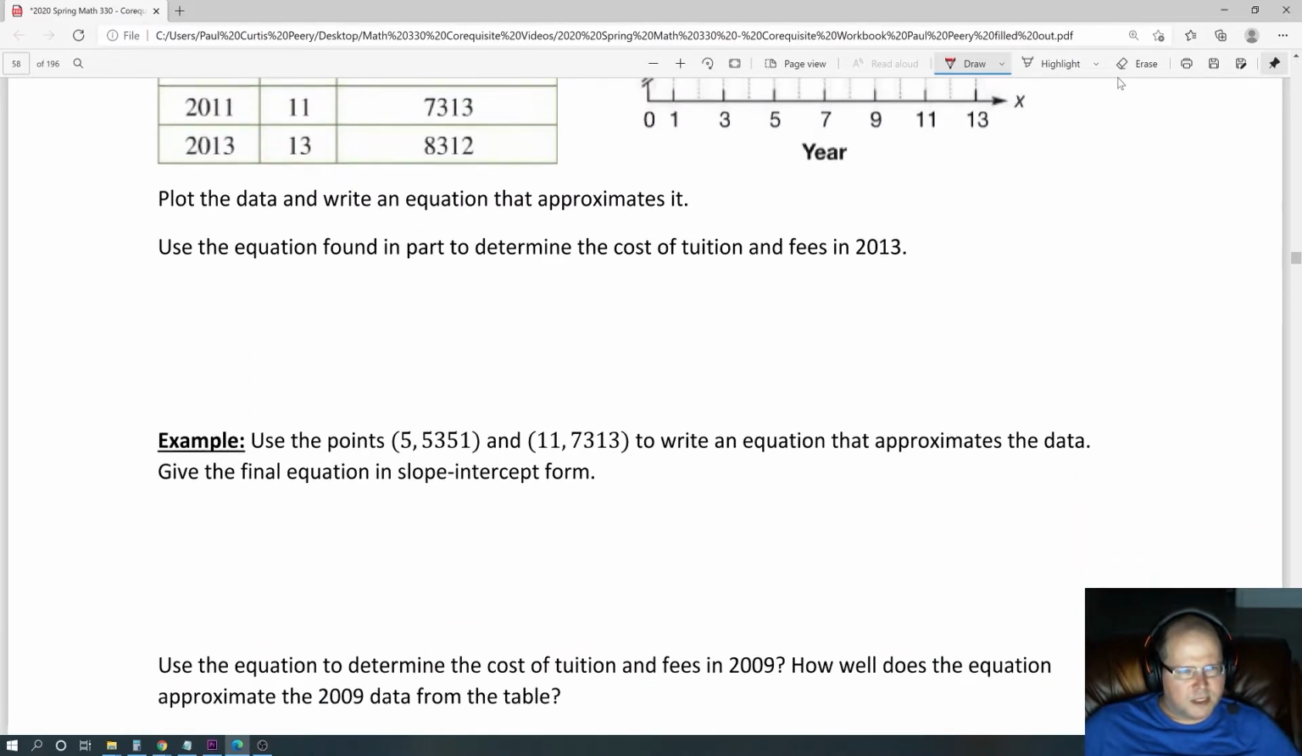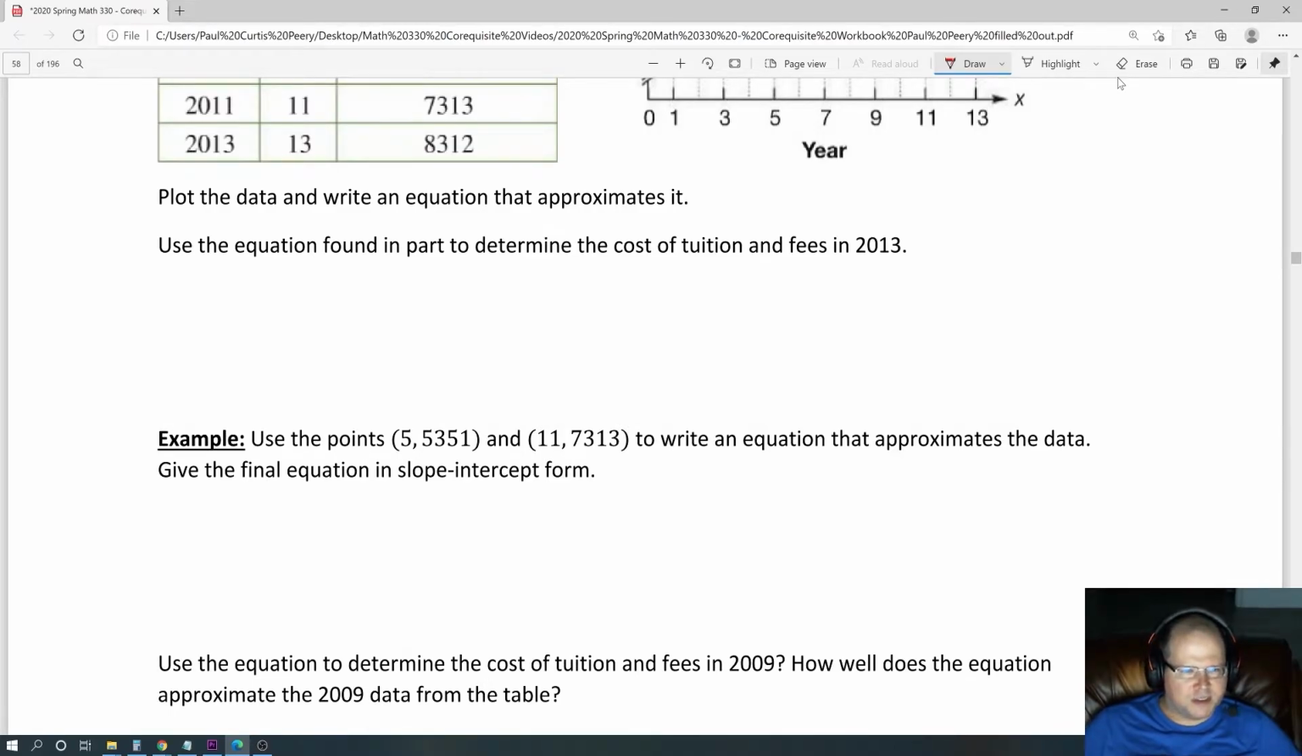All right, so we scroll down. So we want to write an equation. This whole thing should be up here. This is kind of a formatting error. It should be up there. So we're going to use the points 5, 5,351, and 11, 7,313 to write an equation that approximates the data.